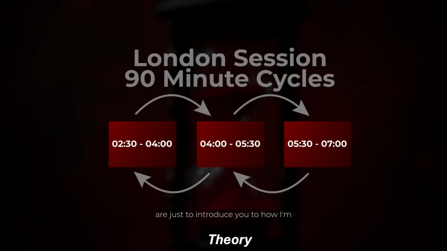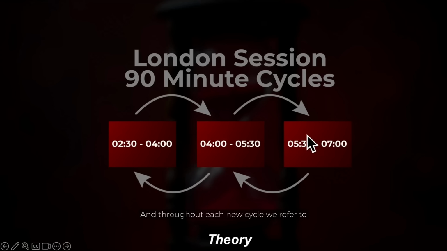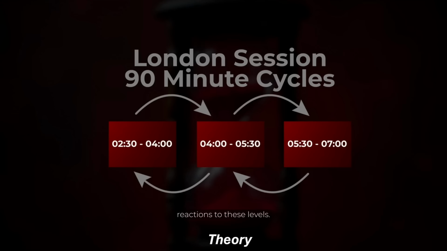These lectures that I'm sharing with you now as the beginning of this 2025 model series are just to introduce you to how I'm going to teach you to look at the markets throughout the remaining part of this series. Now, when we pay attention to the London 90-minute cycles, what you must understand is that this first 90-minute cycle, London 1, sets the stage for London 2. London 2 then sets the stage for London 3, and throughout each new cycle, we refer to the high and low of the previous cycle, and we monitor the reactions to these levels. However, monitoring the reactions themselves is not enough, because we must recognize manipulation before the reaction by itself actually means anything. So that means we must first of all define what we are looking for.